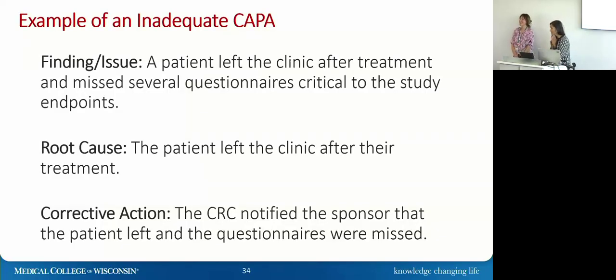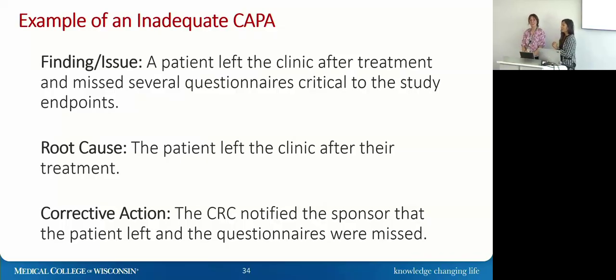But okay, if you're reviewing this CAPA, you see that's the finding, and they write the root cause is that the patient left the clinic after treatment. They didn't fill the stuff out because they left. What questions would you have as maybe the audit reviewer looking at that root cause? Why did the coordinator let them? Yeah, why did the patient leave? Yeah. So you might have a couple more whys, right?